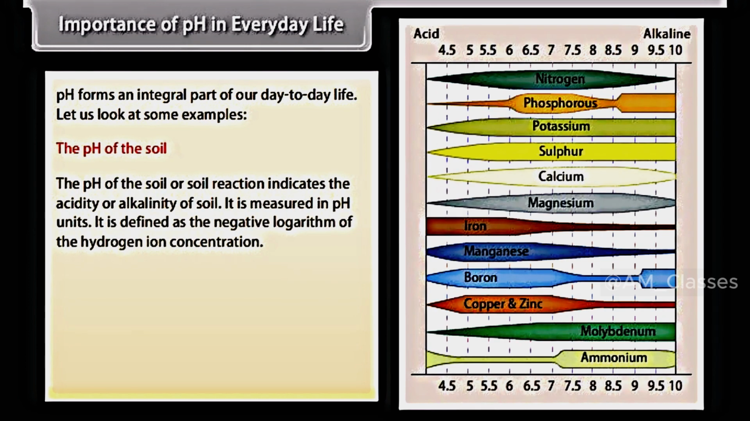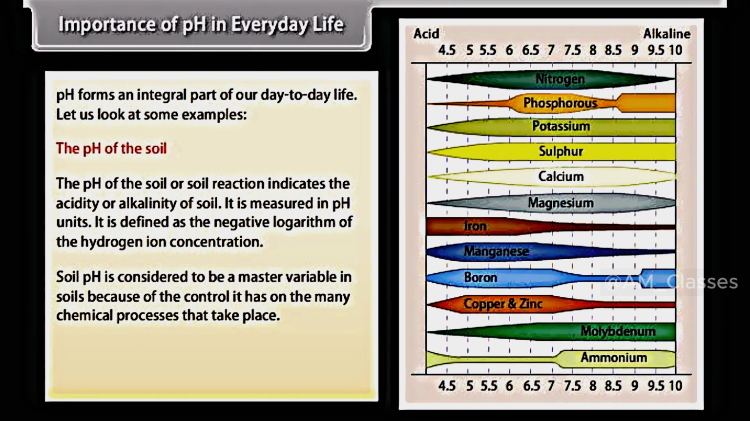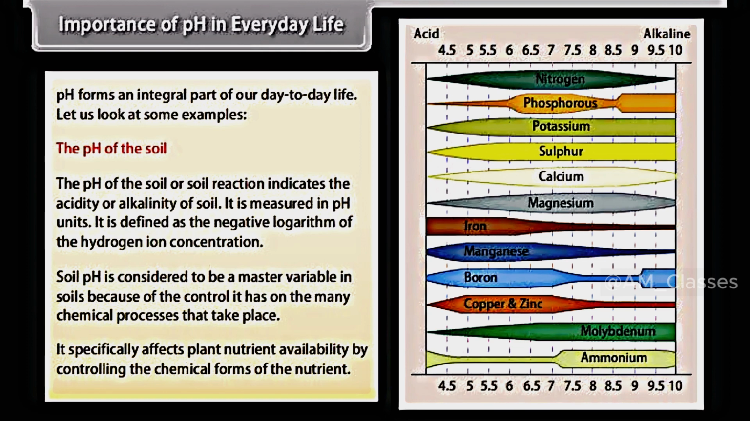The pH of the soil, or soil reaction, indicates the acidity or alkalinity of soil. It is measured in pH units. It is defined as the negative logarithm of the hydrogen ion concentration. With the increase in the amount of hydrogen ions in the soil, pH decreases, leading to the soil being more acidic. Soil pH is considered to be a master variable in soils because of the control it has on the many chemical processes that take place. It specifically affects plant nutrient availability by controlling the chemical forms of the nutrient.